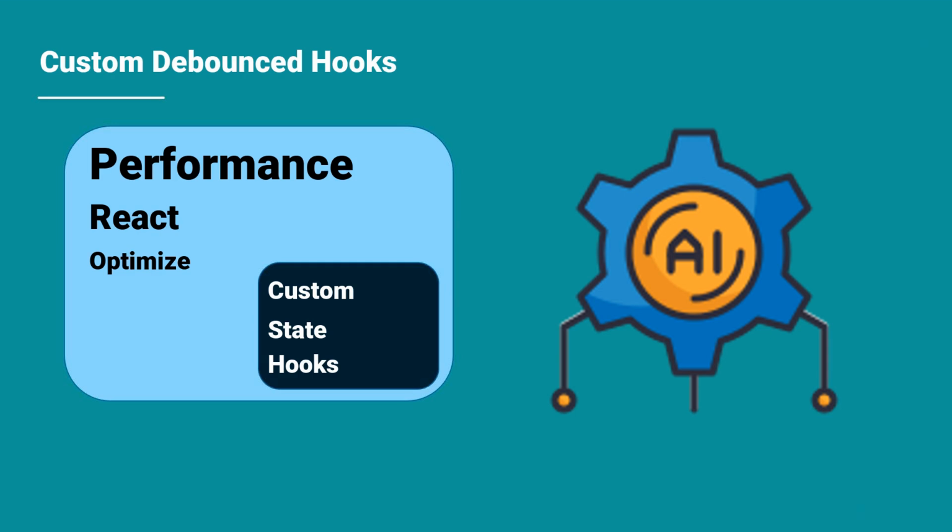Building custom hooks like Debounced is not just a leap into more advanced React usage, but also a pathway to clean, maintainable, and high-performance applications.